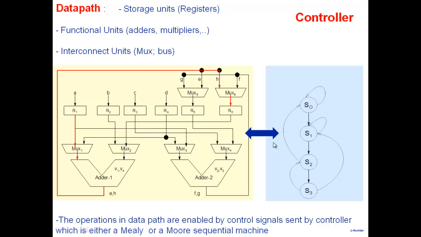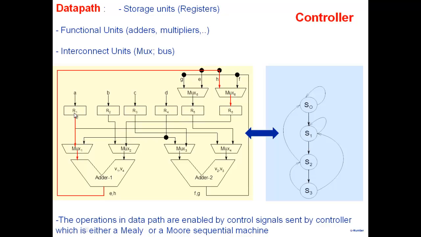Now, the data path also sends signals back to the controller, because many times you need to decide, should I do an addition or a subtraction, depending on some data which is stored here. So some signals are sent back to the controller as well to help it decide what to do next, which state to go to and which operation to do. So there's a back and forth communication between the data path and the controller. So the controller is our finite state machine that we just discussed, going through a series of states, sending signals back and forth.